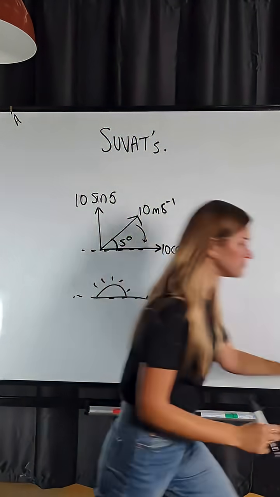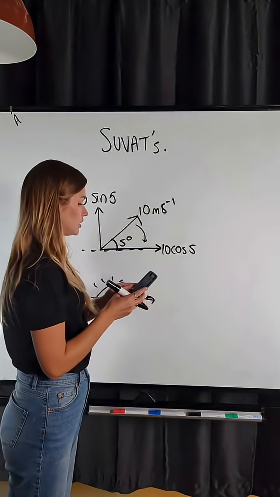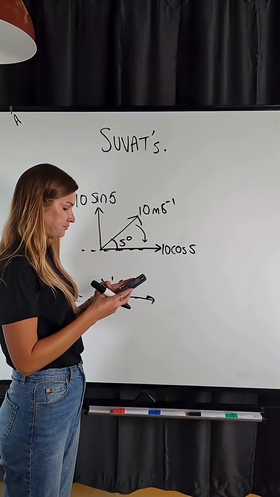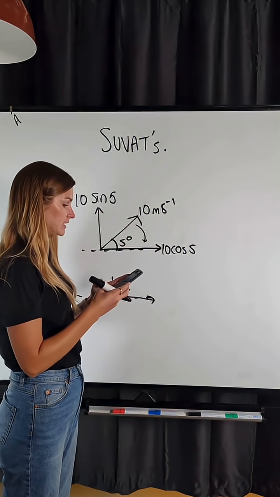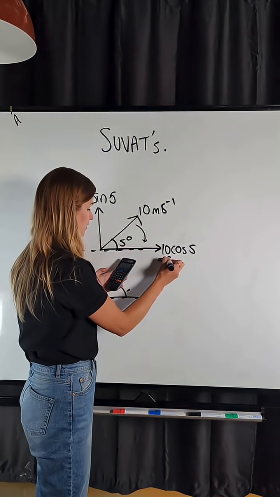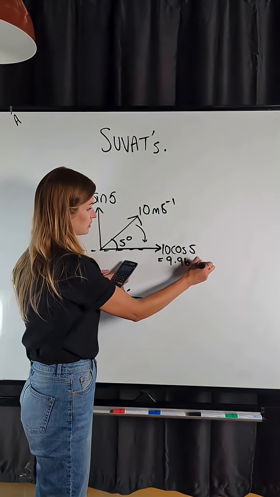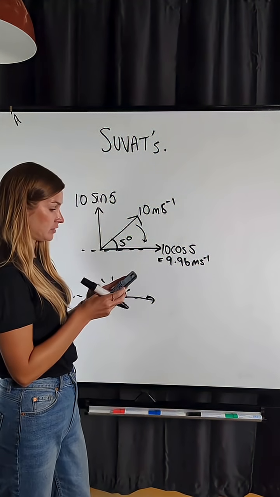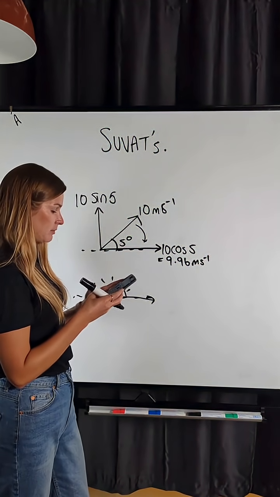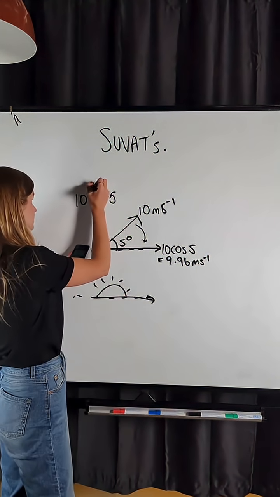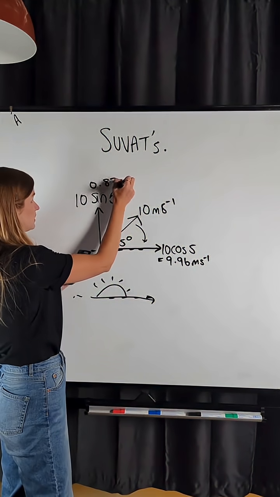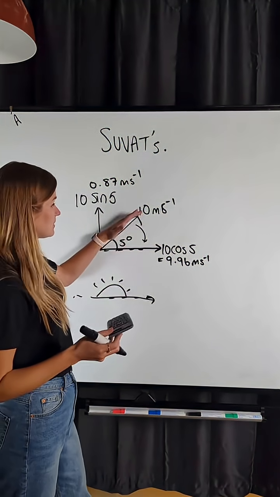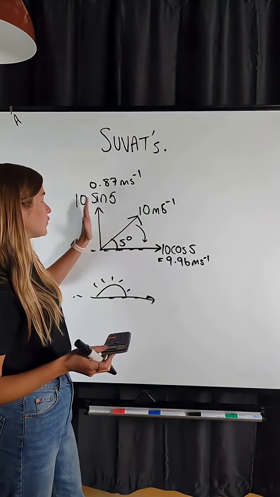I use my calculator to find their exact numbers. So if we do cosine of 5 multiplied by 10, it's going to give me a number of 9.96 meters per second. And if I do sine of 5 multiplied by 10, it's going to give me 0.87 meters per second. So that's if I take my 10 meters per second and I resolve it into both its horizontal components and its vertical components.